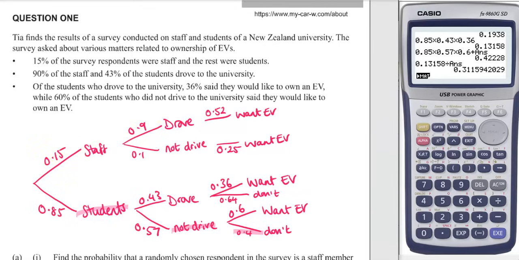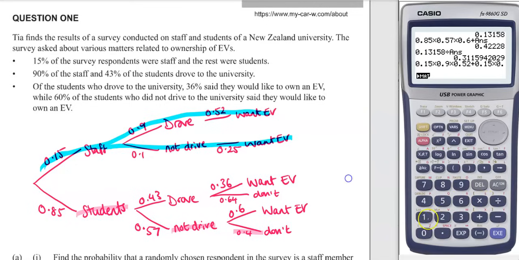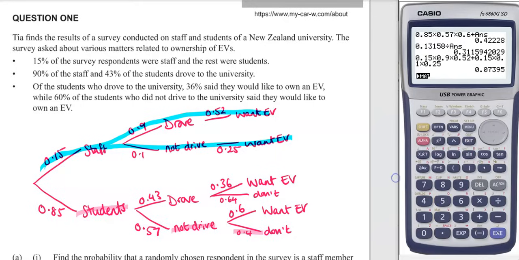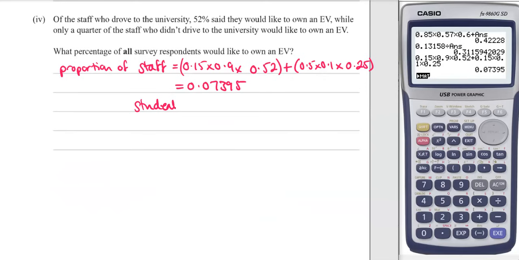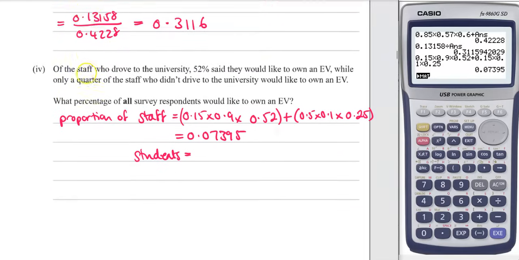So now we can add in this other branch. We've already got the students that want an EV from the previous question, but we now need staff that drove and want an EV, and also staff that did not drive and want an EV. So we'll add those branches in as well. That would be 0.15 times 0.9 times 0.52. And we'll add on 0.15 times 0.1 times 0.25. So that total will give us the proportion from the staff. The students we already worked out in the previous question. So the total students that want an EV was this one, 0.4228.